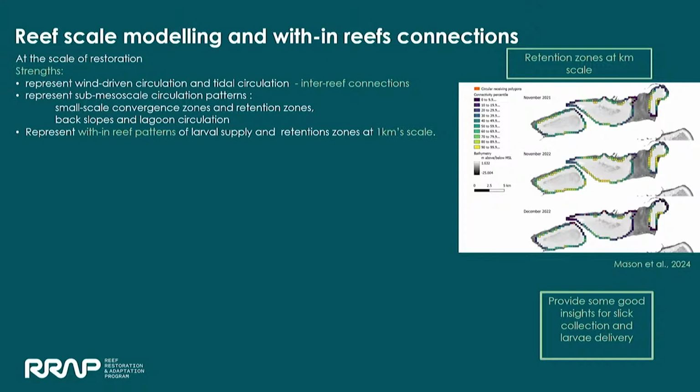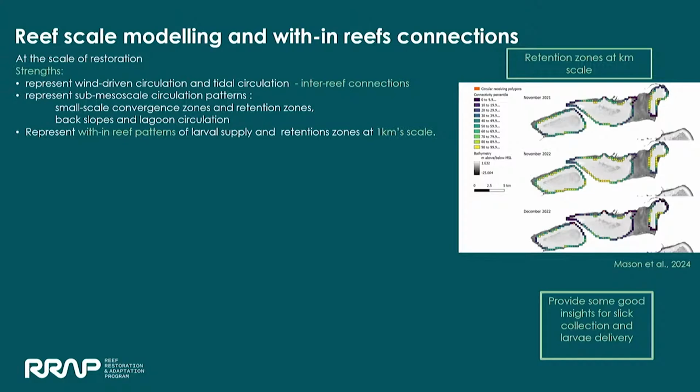But those patterns are not at the scale of 100 meters. They're more at the scale of 1 kilometer. And that's what the model can do. It represents those patterns at 1 kilometer, not at 10 meters or 50 meters. That's too big of an ask for the model.